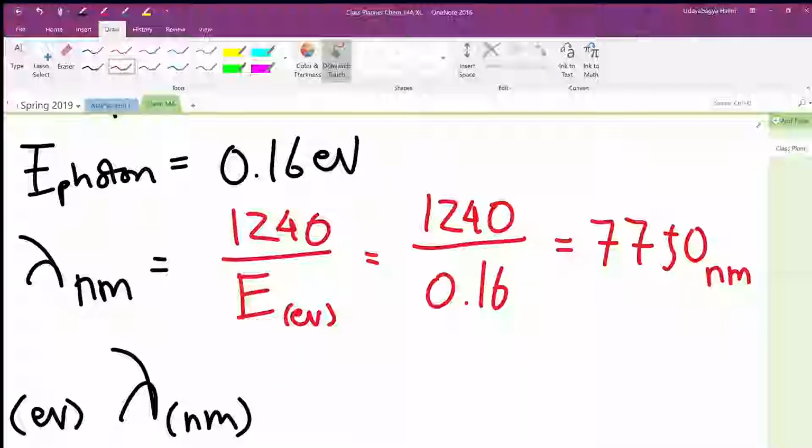Right. So it's another equation. If there's too much equation and you'd rather use the other way, just convert to joules. That's fine too.